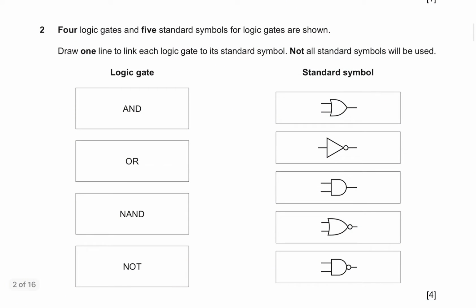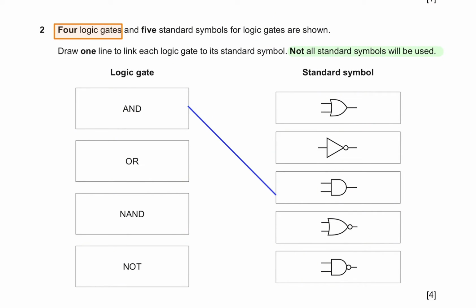You have a logic gates question. 4 logic gates and 5 standard symbols of the logic gates are shown. Draw one line to link each logic gate to its standard symbol. Important line has been saying that not all standard symbols will be used, so you have to match them. Which one do you think is the AND gate? You have to memorize the symbols and the truth table. So this is the AND gate.